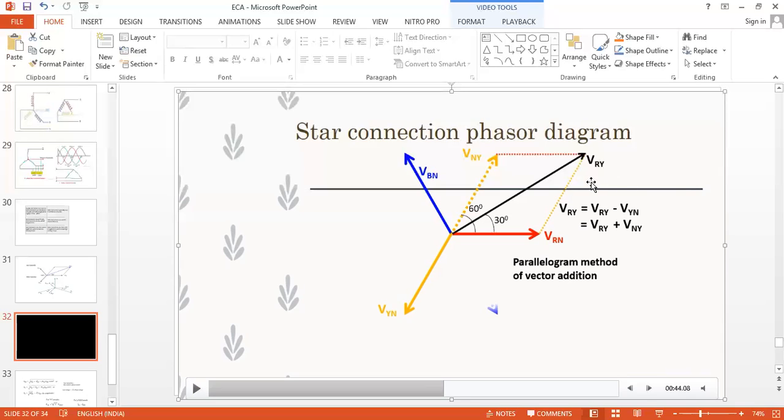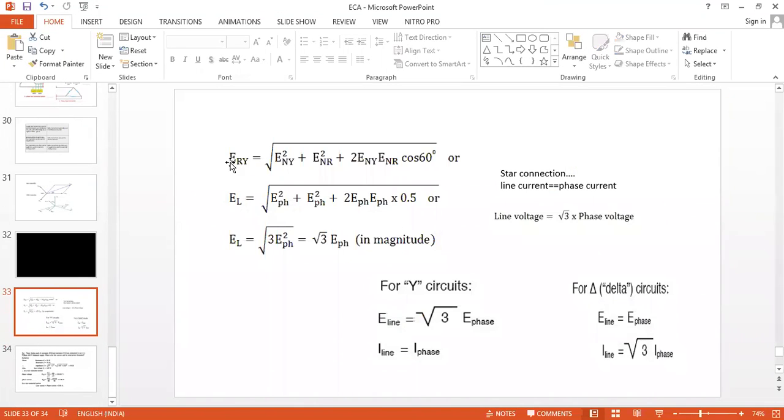VRY is equal to the square root of VRN square plus VNY square plus 2 into VRN, VYN or VNY, cos 60, because the angle between these two voltage vectors is 60. So that will show you. Instead of V, we have written here E. You can put it as V.